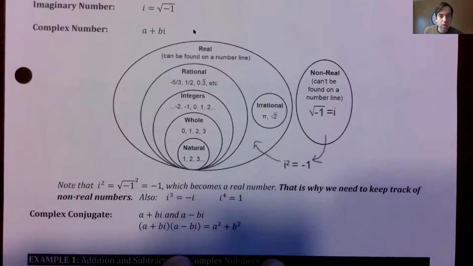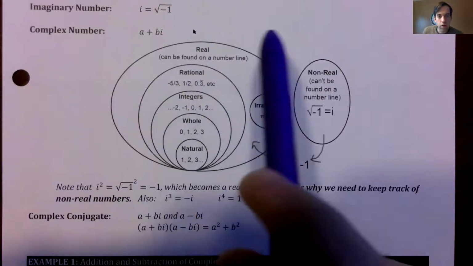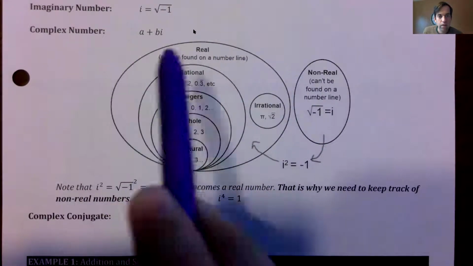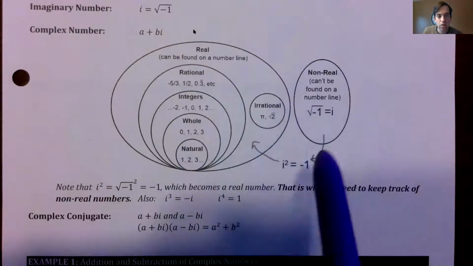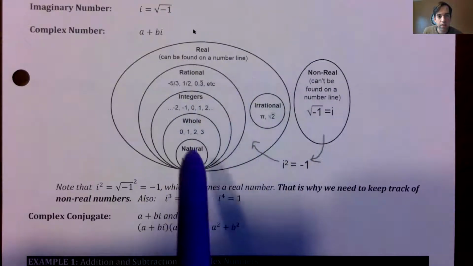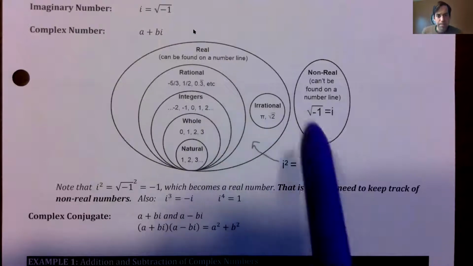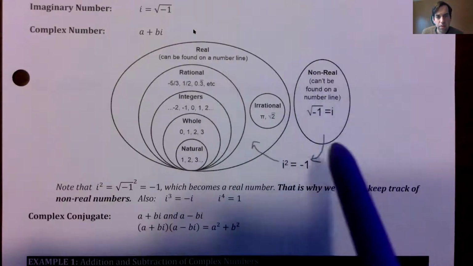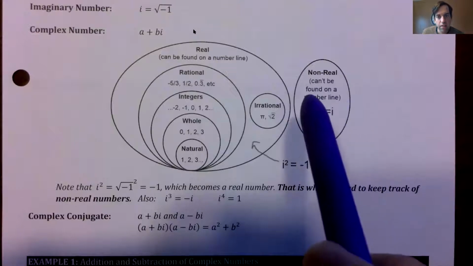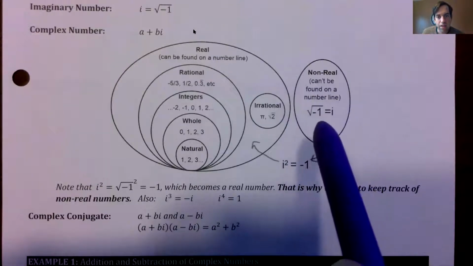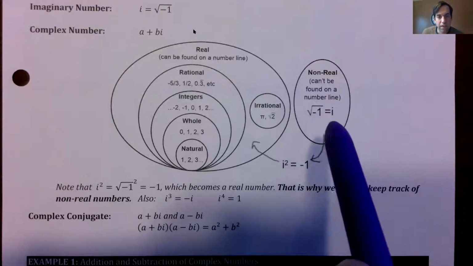Here's an overview of all of the types of numbers. There are real numbers and non-real, or imaginary, numbers. Real can be broken down into a lot of different types of numbers. You can read over this to review that if you would like. But today we're going to be mostly focused on the non-real numbers. These numbers can't be found on a number line, for example, the square root of negative 1, which is i.